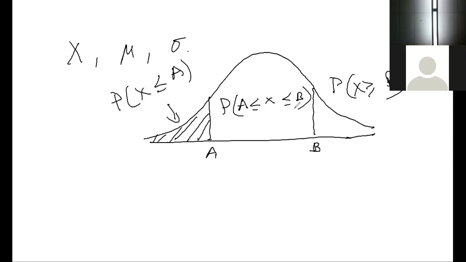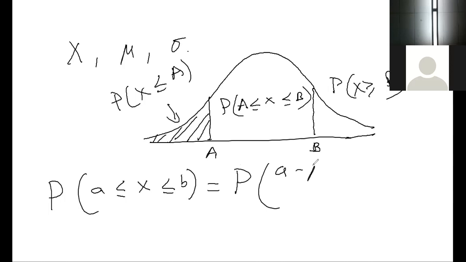So whatever the question you are asked, if you don't have a calculator, which we have, but you should know what to do if you don't have one, you will do that: the probability that A is less than X is less than B is equal to the probability that (A minus mu) over sigma is less than Z, less than (B minus mu) over sigma. Okay. So we say we standardize the random variable because we want to go to the table.